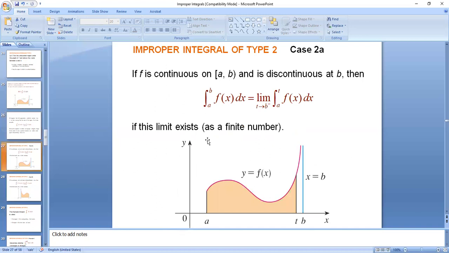So now we go to improper integral of type 2. The function has an infinite discontinuity, and we also have here case A. So this is type 2, case A. So if the function is continuous on the interval [a, b), you see this, class, a parenthesis. If it's a parenthesis, class, meaning b is not included in this interval. If you have a bracket, it's a closed interval. If you have a parenthesis, it's an open interval.